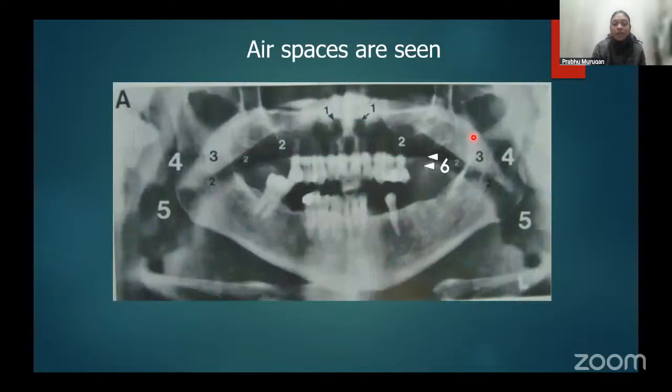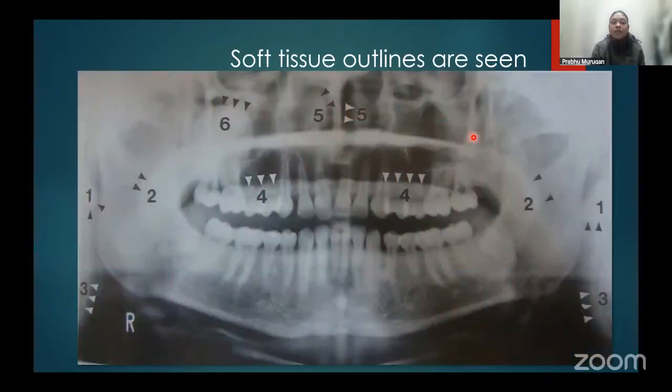The second thing is the air spaces. We have multiple pneumatic air spaces: your ethmoid air spaces, frontal air spaces, and mastoid air spaces. Everything is clearly visible in your OPG. Soft tissue outlines, like the soft tissue border of your nose, the soft tissue border of your ears, and the tragus of the ear, are mostly visible as a small outline on your OPG.